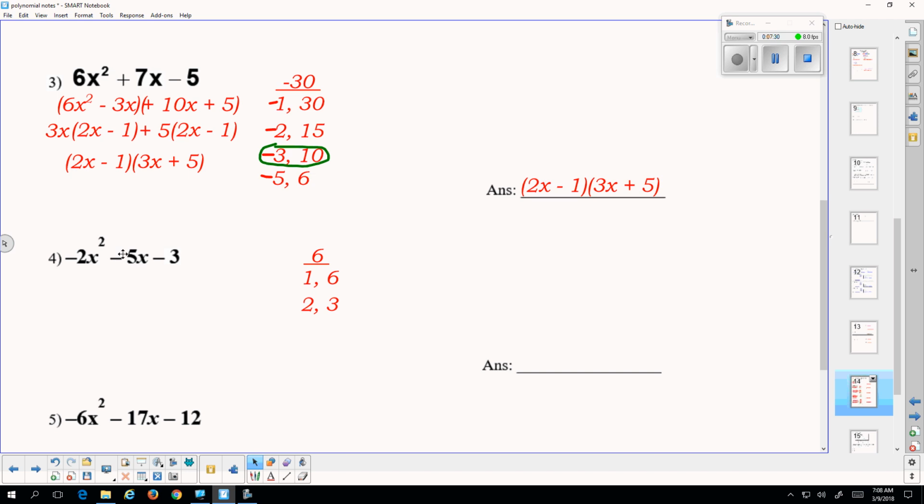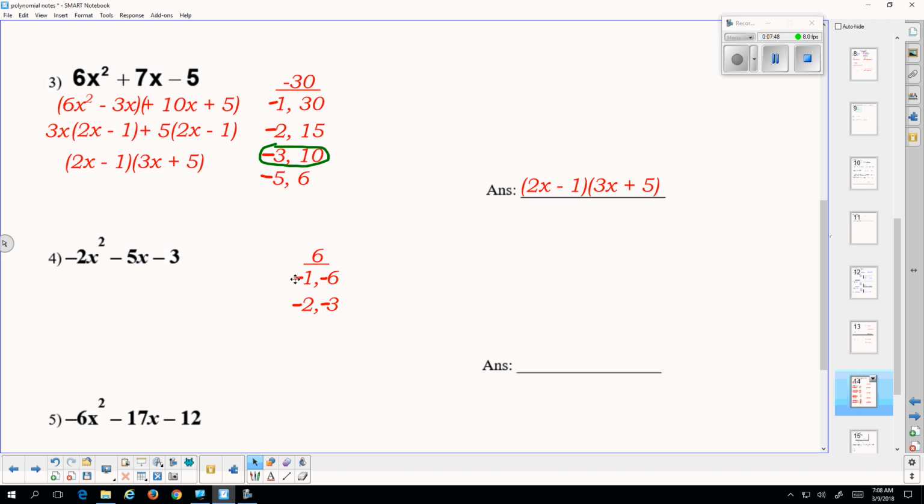Now here's the thing. See how the middle number is negative? The only way we're going to add and get a negative 5 is if these are all negative. And it works out because if you do a negative times a negative, that will give you positive 6. But when you add two negatives, that will give you that negative 5.